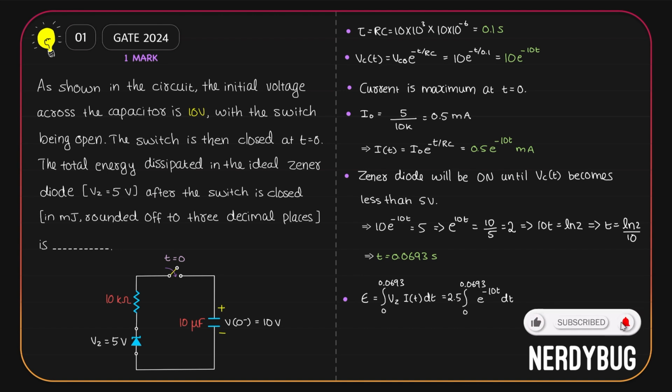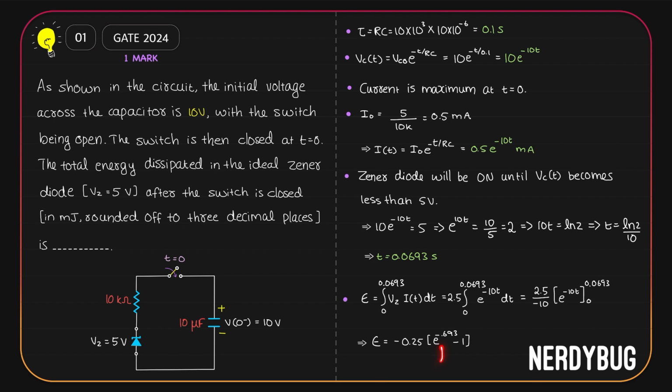We have to integrate e raised to minus 10t. It is 1 by minus 10 e raised to minus 10t. And the limit is from 0 to 0.0693. So we can write it this way. Now 2.5 divided by minus 10 is minus 0.25. Also giving the upper limit, we get e to the power minus 0.693. Giving the lower limit, we get e to the power 0, which is 1.